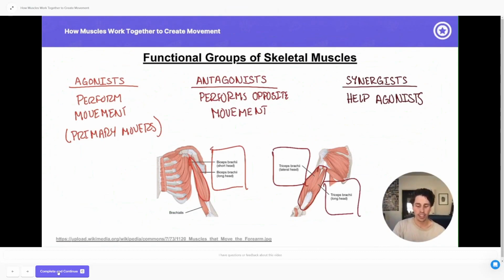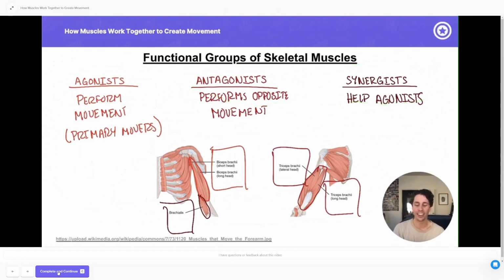And then our synergist, where you can see that we have this muscle right here, the brachialis, and that muscle is going to be helping the biceps brachii. And so this one right there, that brachialis, that's going to be known as a synergist. Alrighty, so those are going to be examples of functional groups of skeletal muscles. So once again, we just have those agonists or those primary movers doing the actual movement, the antagonists performing the opposite movement, and the synergists, which just help the agonists.